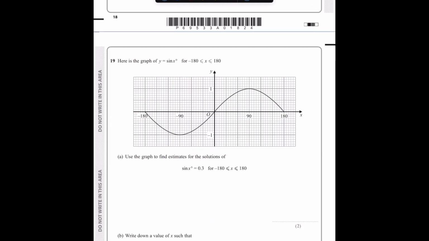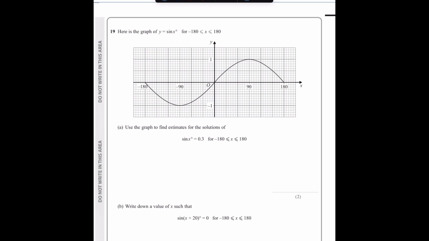Looking at question 19 now, question 19 gives us a graph of a sine function. Now part A tells us use the graph to find estimates for the solutions of sine of x is equal to 0.3. So the first thing we want to think about is 0.3 is around here, isn't it?